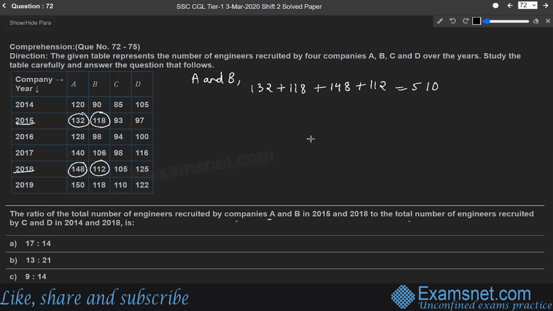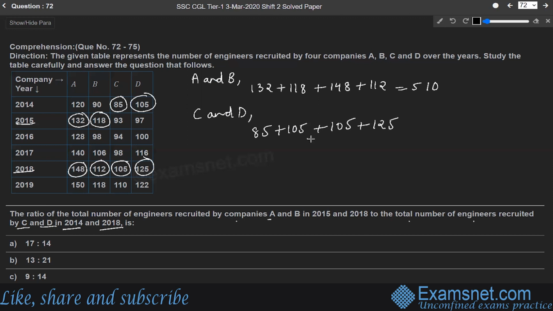Similarly, let us find the total number of engineers recruited by C and D in 2014 and 2018. So for C and D, the total number of engineers recruited in 2014, 85 and 105. So 85 plus 105. Then the total number of engineers recruited by C and D in 2018, 105 and 125. So plus 105 plus 125. So this will be equals to 420.